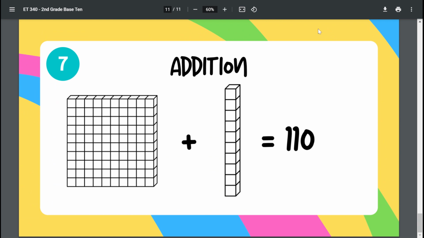That is all I have. Hopefully you understand the base of base 10 blocks.